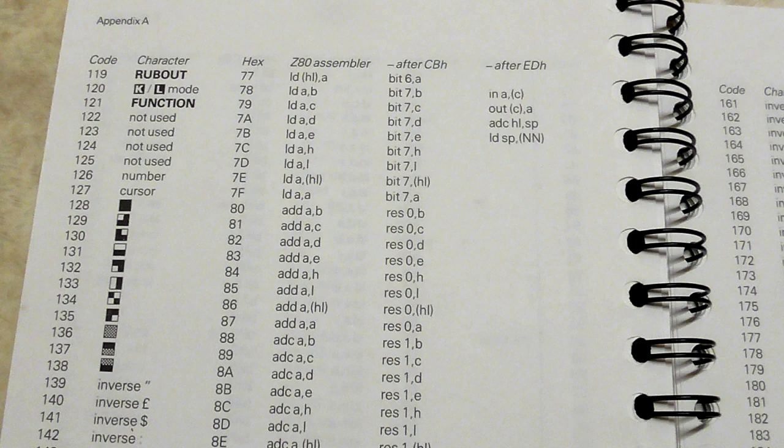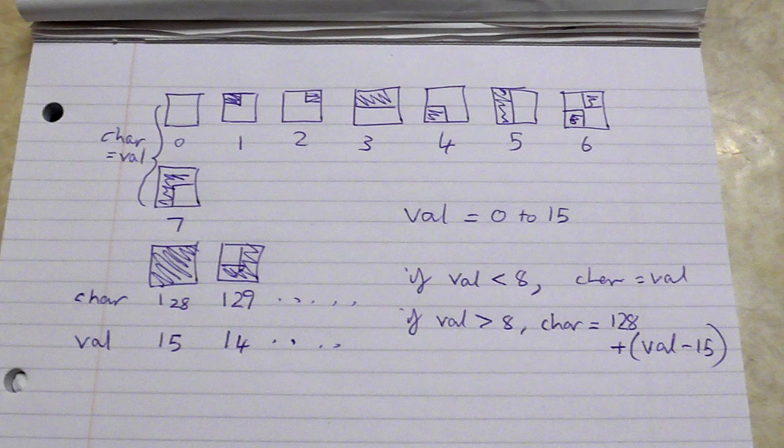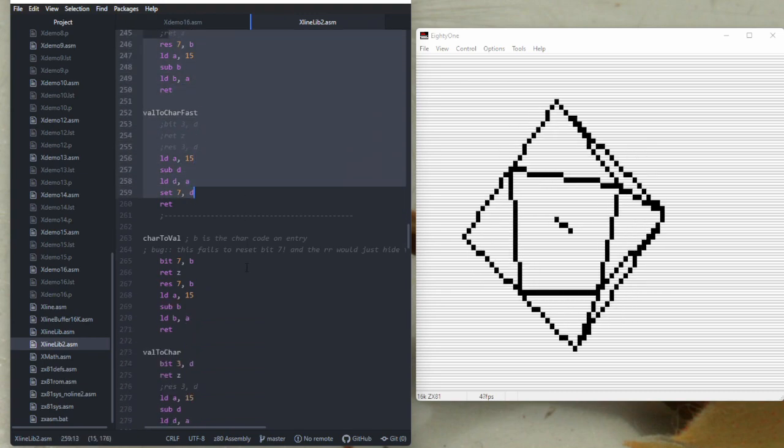There's a couple of ways of translating it. I've chosen quite a slow way, but I think I can speed it up with a faster way later. So here's the slow way that I've done it at the moment. The values that we'll have when we're plotting a pixel are going to be 0 to 15. So if the value is less than 8, then the character code is the value. But if the value of the pixels is greater than 8, then the character code is 128 plus the value minus 15. The faster way of doing that would be with ANDing and ORing. So there are those two routines.